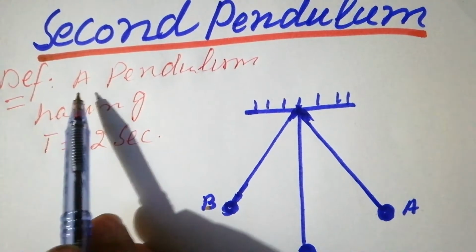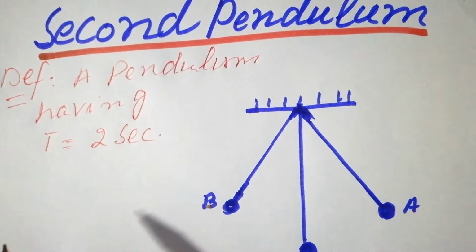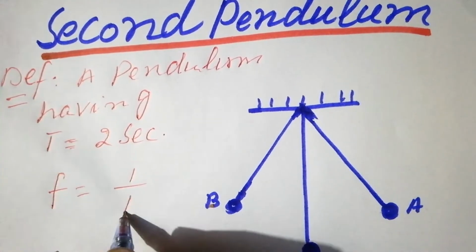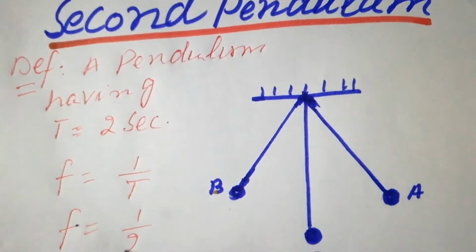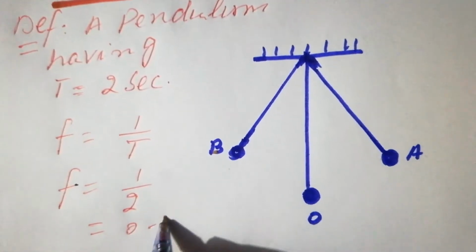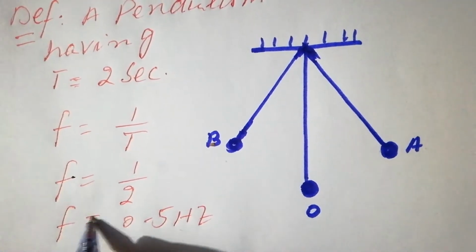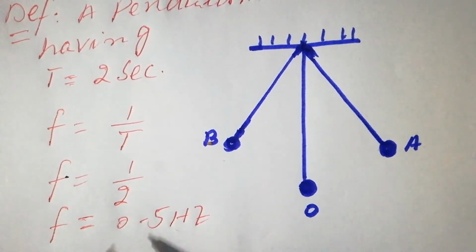The definition is: a pendulum having a time period equal to 2 seconds is called a second pendulum, and its frequency is given by f is equal to 1 over T. So inserting the value, 1 over 2, we mean 0.5 hertz. A pendulum having a frequency equal to 0.5 hertz.